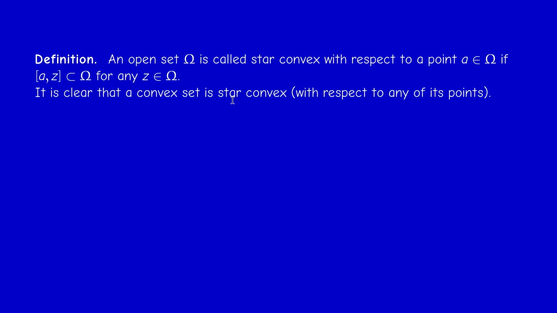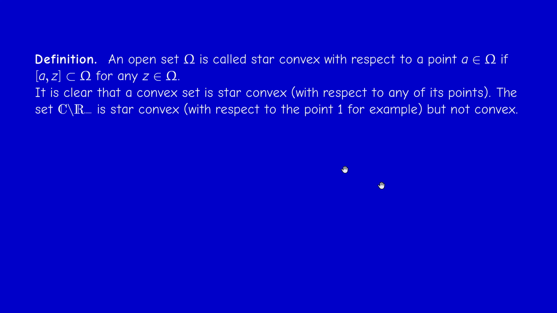This notion actually is intermediate between convexity and simple connectedness. So a convex set is necessarily star convex with respect to any of its points by definition. Okay, so the converse is of course not true. You can just give a simple example, because the star that you draw is not convex, but it's star convex. And if you remove from the plane the negative real axis, then the resulting space is star convex.